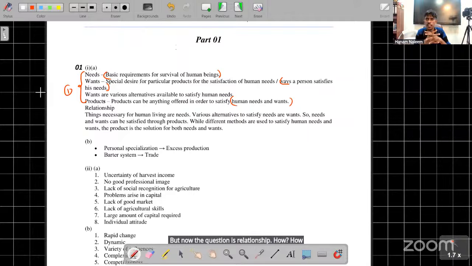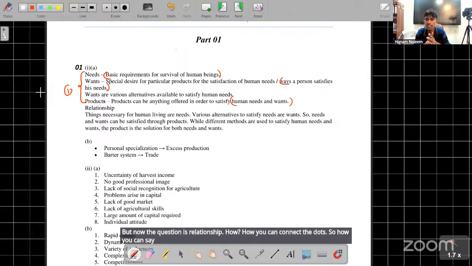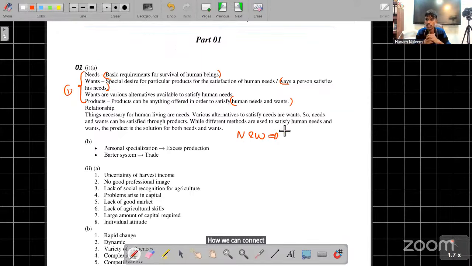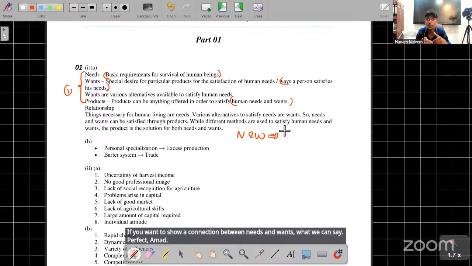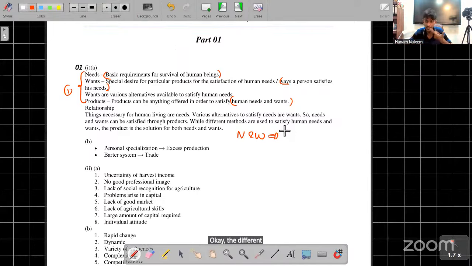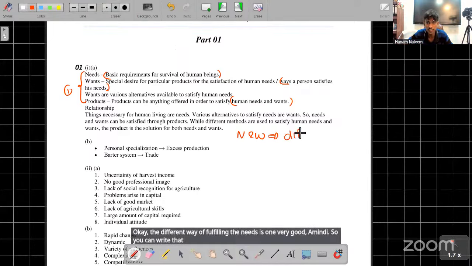But now the question is the relationship. How can you connect the dots? Tell me how you can connect needs, wants, and product together. First of all, you connect one by one. You can connect needs and wants together. How? What's a common thing you can see in these two? If you want to show a connection between needs and wants, what can we say? Perfect. The different way of fulfilling the needs is wants. Very good, so you can write that one. Now needs and wants are connected.